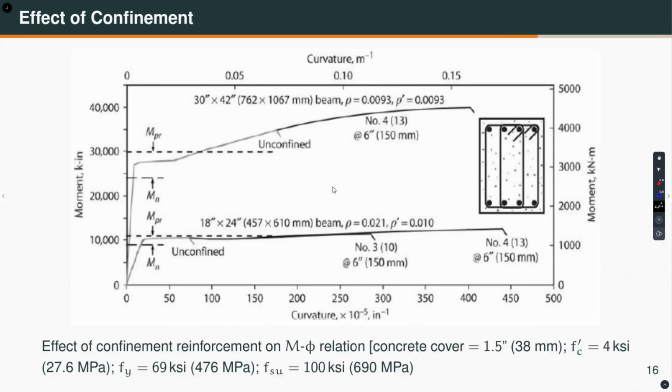Again, I am showing you some data here. Vertical axis is moment and the horizontal axis is curvature. There are two cross sections considered. One larger beam cross section 30 inch by 42 inch, another a slightly smaller beam cross section 18 inch by 24 inch. And then this is unconfined, that means there are no stirrups, let us say. And you are adding more and more confining reinforcement. So, this is US number 3 having a diameter of 10 mm at a spacing of 150 mm center to center, and then you are doing another confinement with number 4 at the same spacing, increasing the bar diameter.